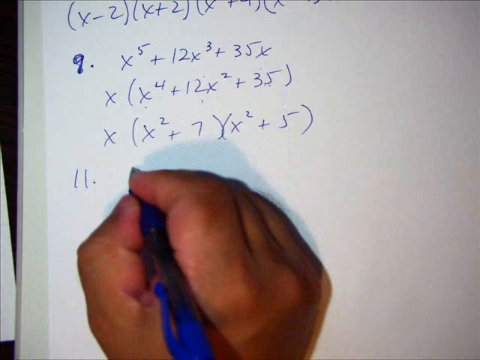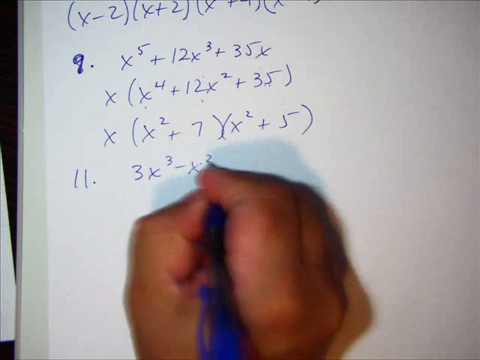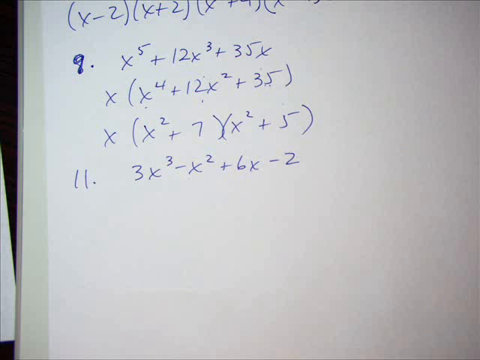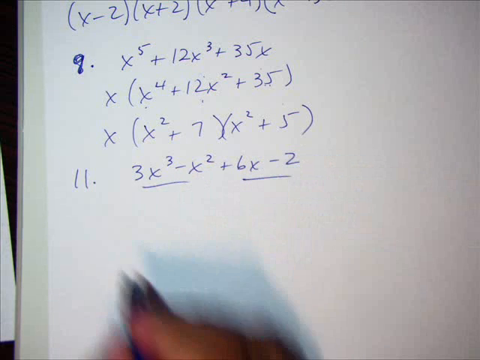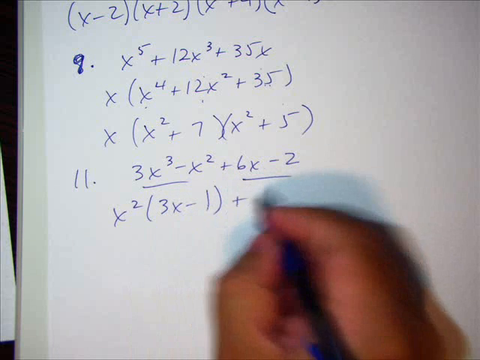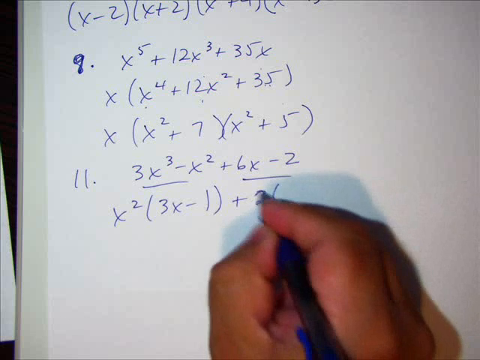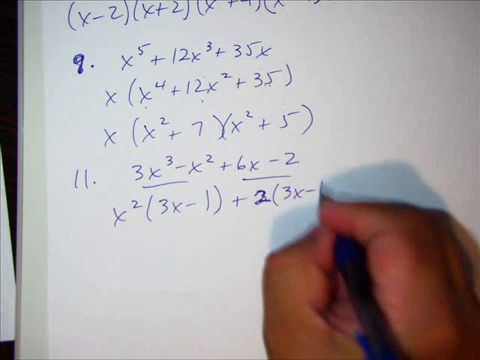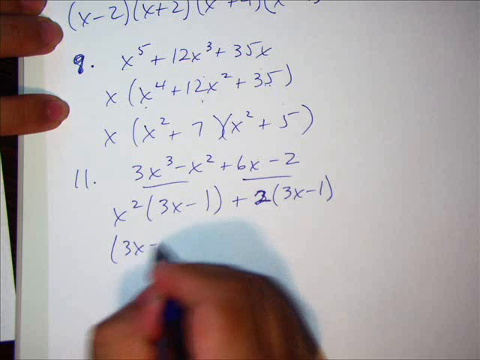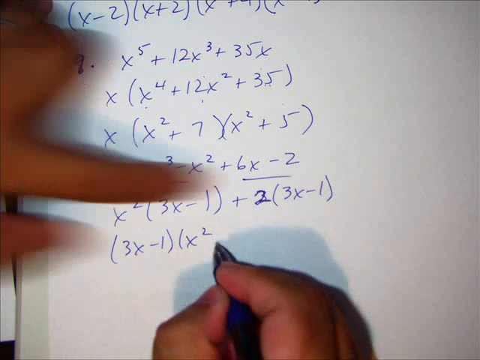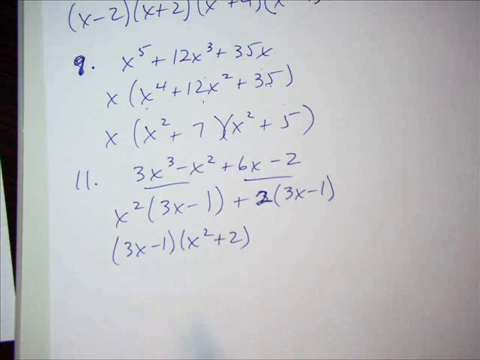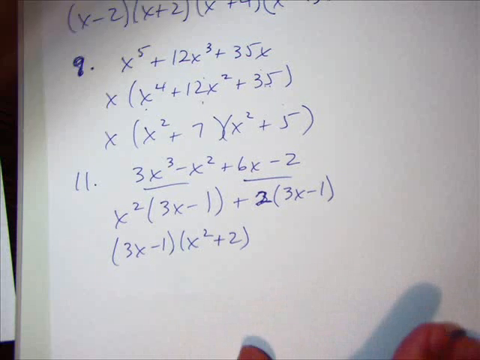Number 11. Okay, this is another grouping problem. Group those two, group those two. Take out an x squared, leaving me 3x minus 1. Take out a 2, sorry. That'd be 3x minus 1. Take the 3x minus 1 out of both. That leaves me x squared plus 2. It's a square, but it's a sum. I'm not going to factor that. That's number 11.